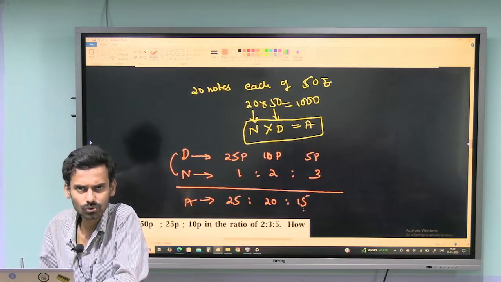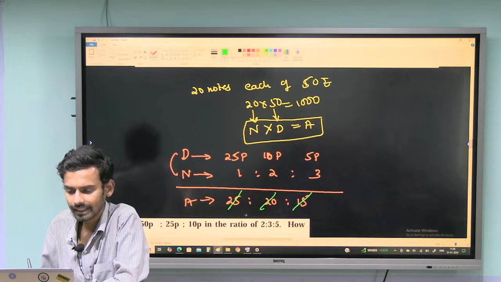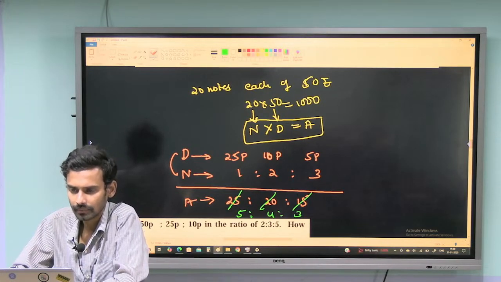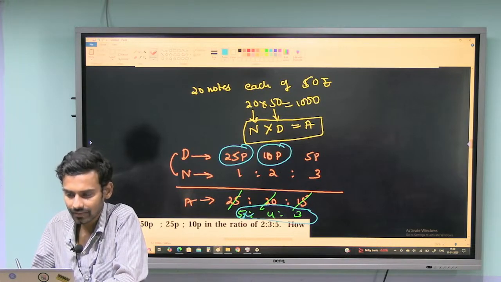You can directly use this, or you can cancel this in the 5 ones are table. So you will be getting 5:4:3. Now what is the total amount? In 25 paisa coins I am having 5x, in 10 paisa coins I am having 4x, and in 5 paisa coins I am having 3x.